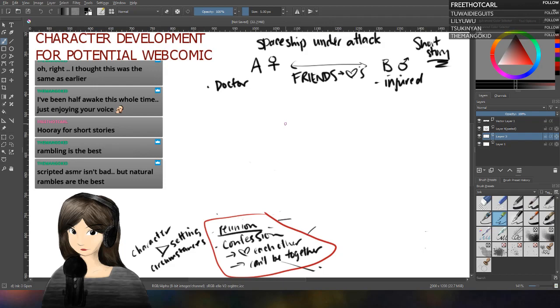I like natural rambles too, because then you can kind of follow along with thought processes and things like that. Because I mean, you don't need a lot of words to get a story across. The can't be together thing. I thought of this a while ago. Just like a one-liner that I want one of the characters to say.